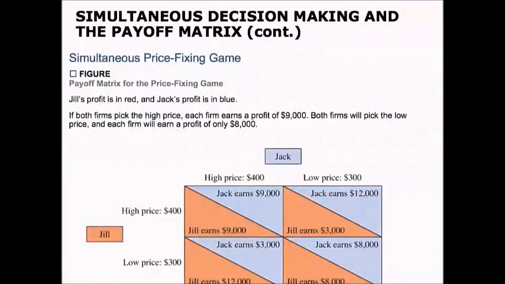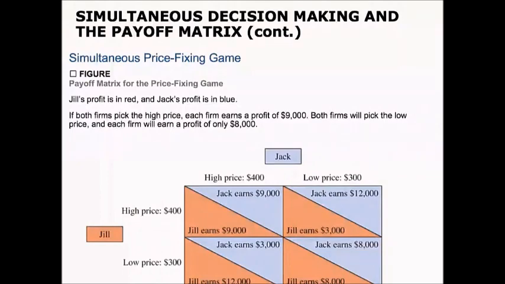Let's look at the payoff matrix for Jack and Jill. Well, Jill can choose a high price or a low price, and Jack can choose a high price or a low price. Let's suppose Jill chooses the high price. What's the outcome? If Jill chooses the high price and Jack chooses the high price, Jack gets $9,000 and Jill gets $9,000. If Jill chooses the high price and Jack chooses a low price, Jack gets $12,000 and Jill earns $3,000. So if Jill chooses the high price, Jack should choose a low price.